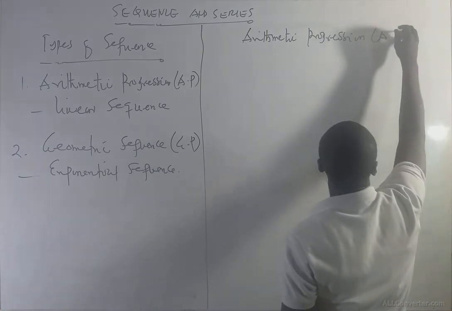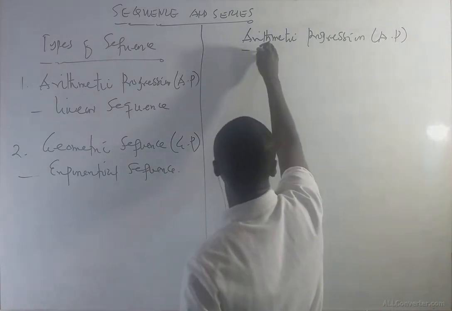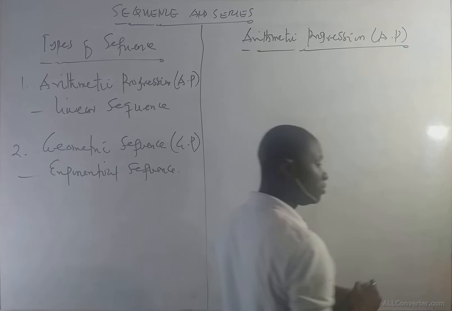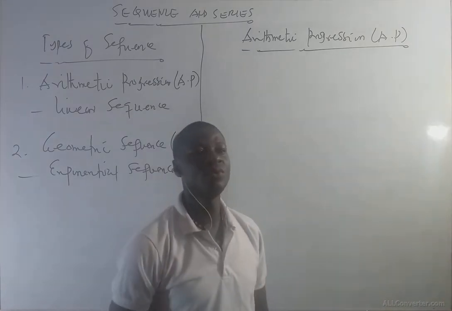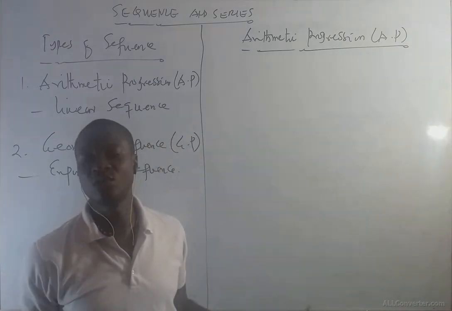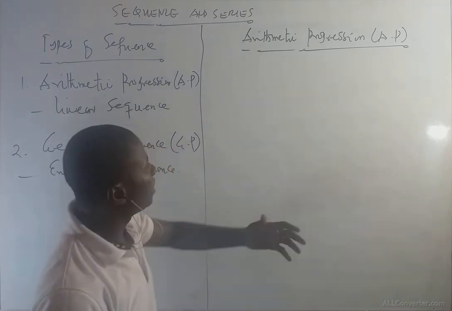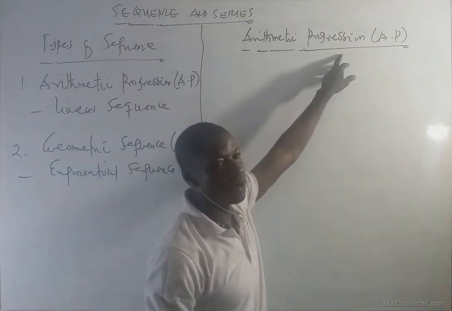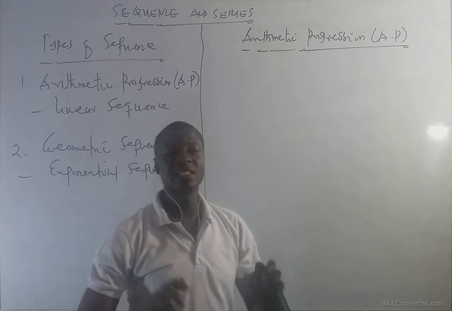That is the AP. This is the same as the linear sequence. Now, a sequence is said to be a linear sequence if it has the same common difference. That is all. A sequence is said to be an arithmetic progression or a linear sequence only if it has the same common difference.